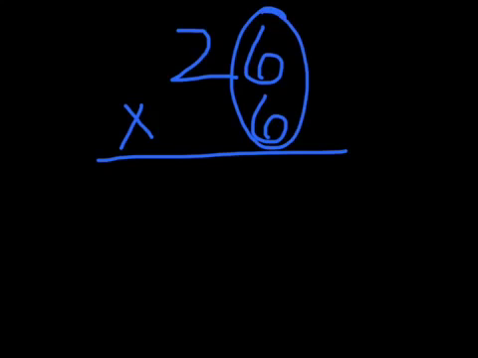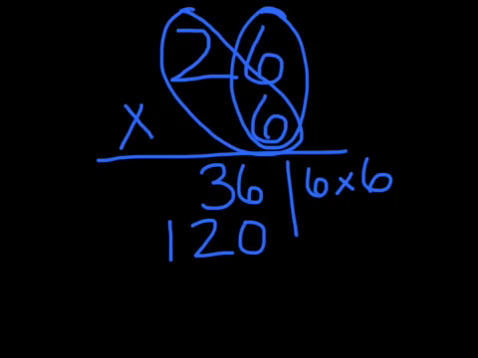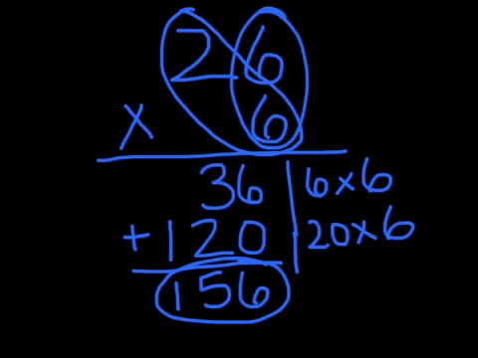Alright, so we would do 6 times 6 to begin. That would give us a total of 36. And then we would do 20 times 6. That would give us a total of 120. And if we have 36 and then we add 120, we would get a total product of 156. 156 would be our answer.